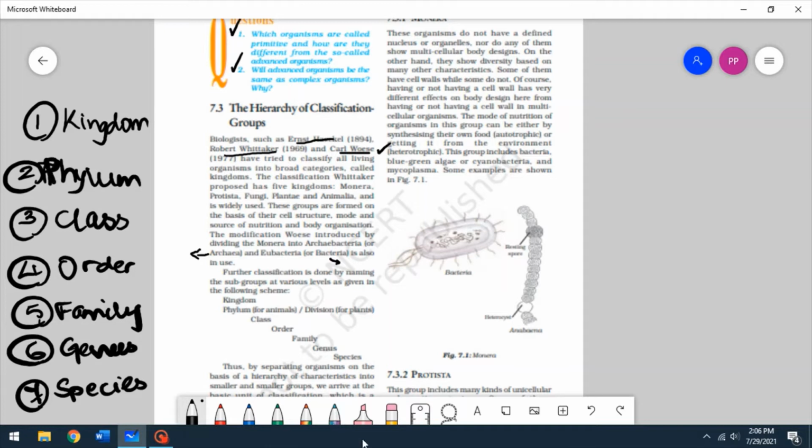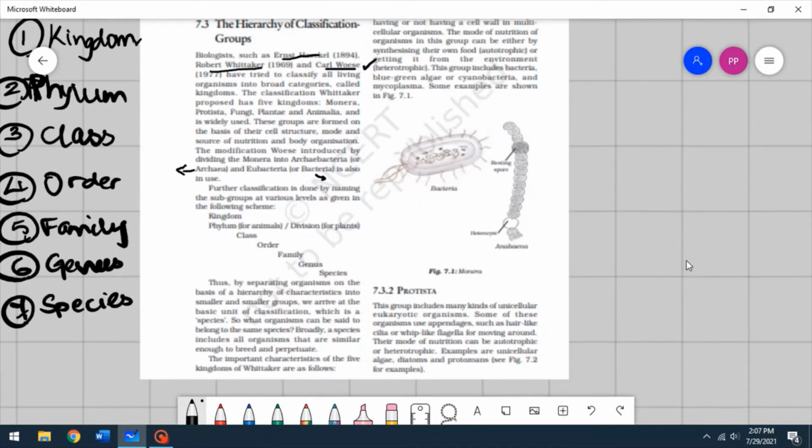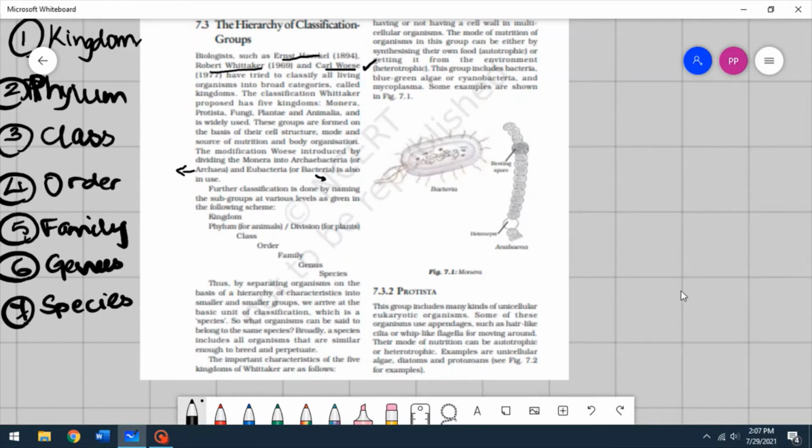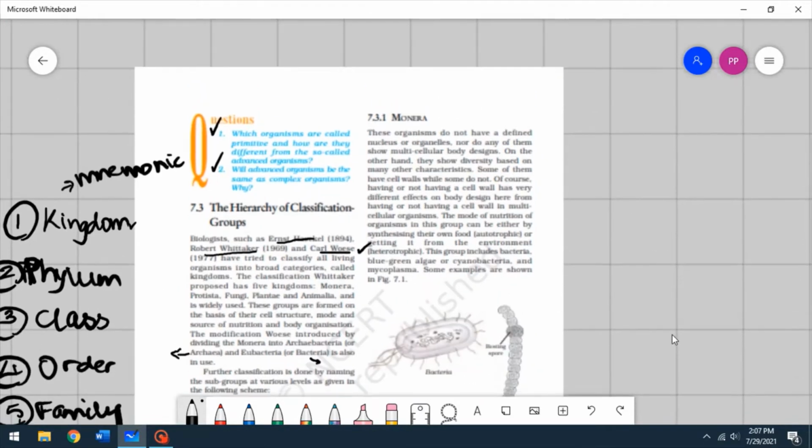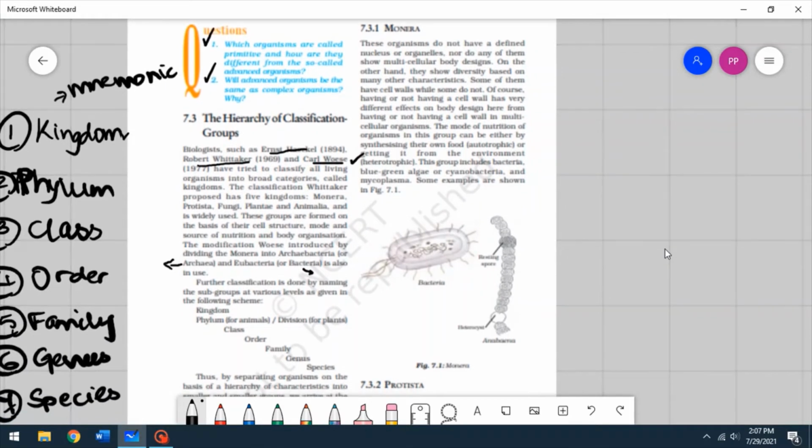Alright. Okay, so there are many ways to remember this. You can use a mnemonic. Whatever you can think of, you can Google saying mnemonic devices to remember the classification of organisms, and you'll have many mnemonics come up. You can remember it like that. Alright, so the 5 kingdoms that were given by Whittaker are Monera, Protista, Fungi, Plantae, and Animalia.